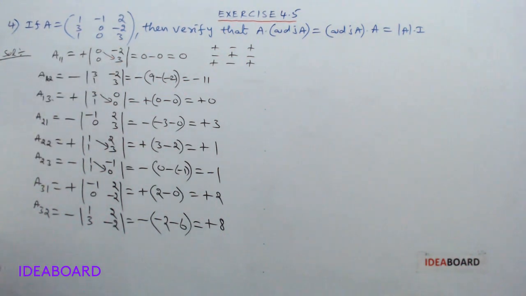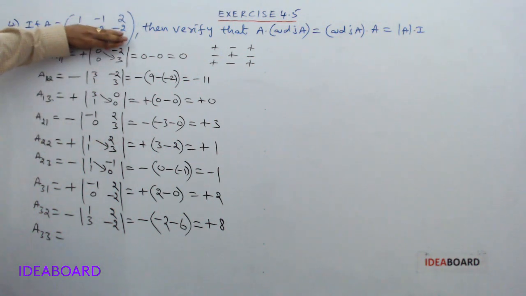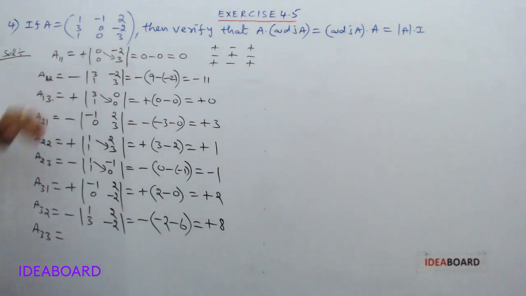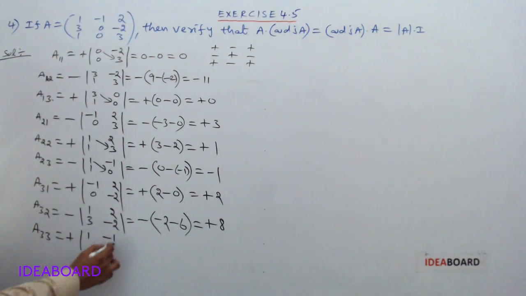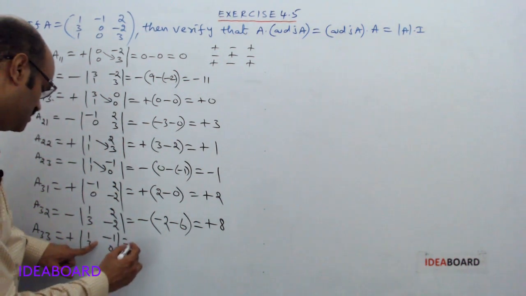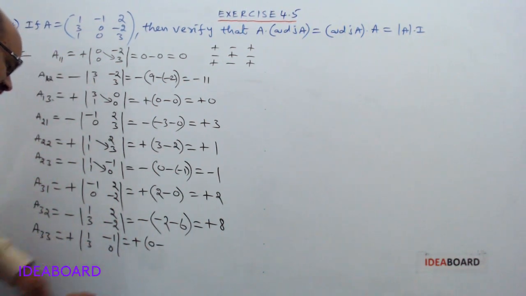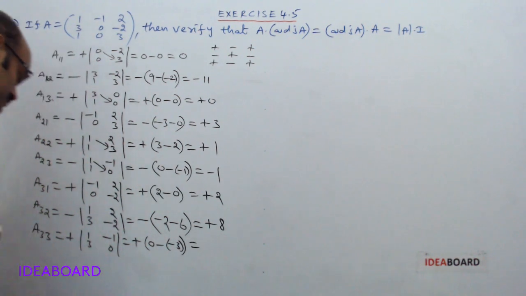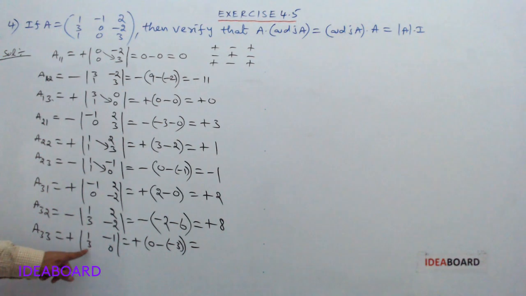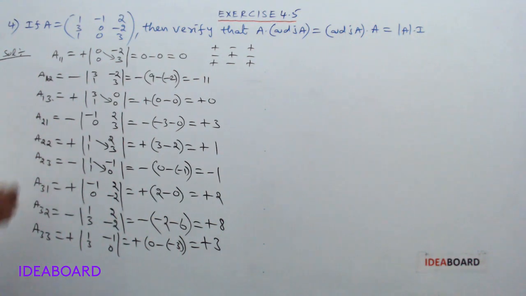Next A33 equal to, here we have the element 3 lies in third row and third column. So close the third row and third column. Then we have plus of 1, minus 1, 3, 0. So equal to, we have plus of 0 minus of minus 3, equal to plus 3.